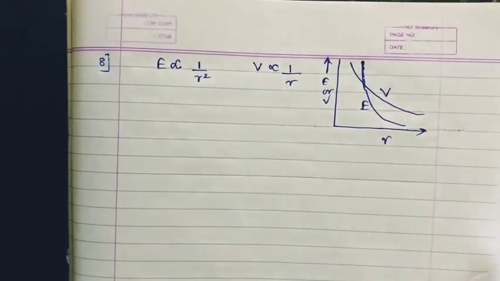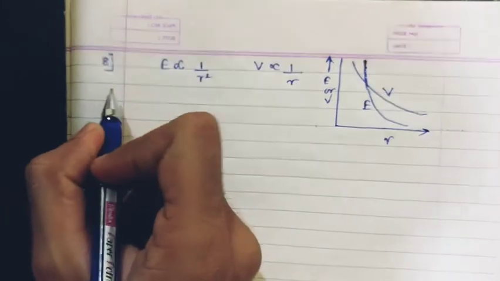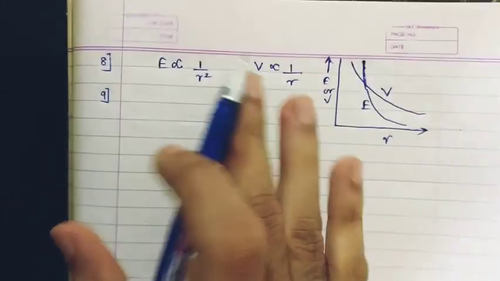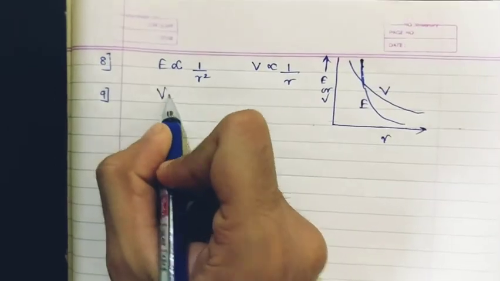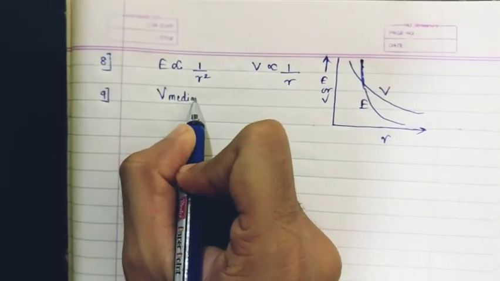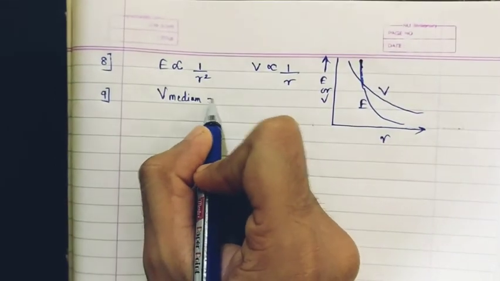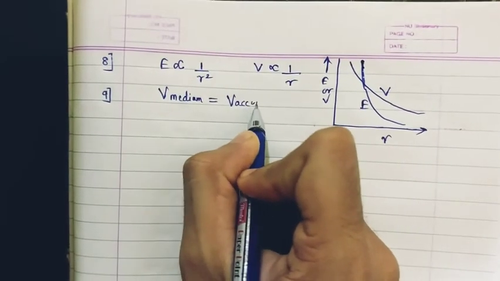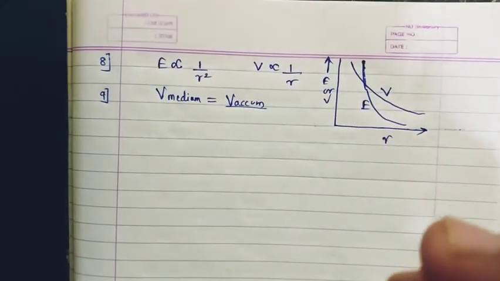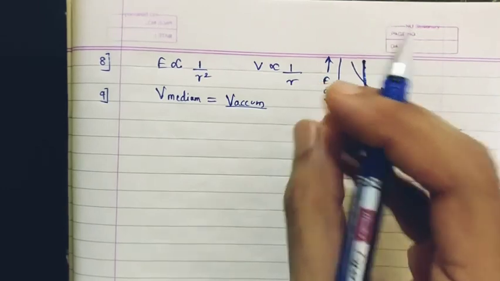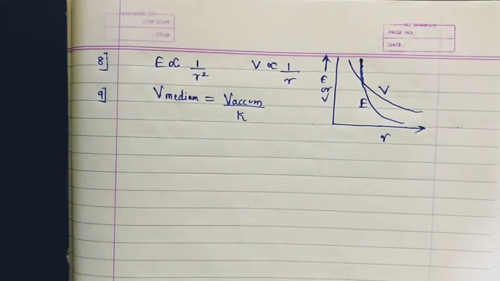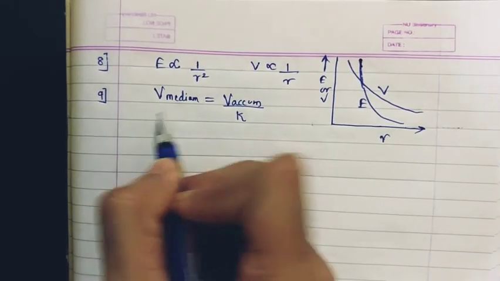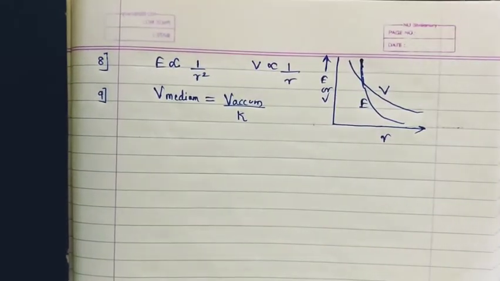Now if the charged body is placed in a material medium, this is a special case. In that case, the potential in the medium is going to be V vacuum, the potential in vacuum at the same point, divided by the dielectric constant K of that particular medium. So this is again a simple formula for numericals or entrance exams.